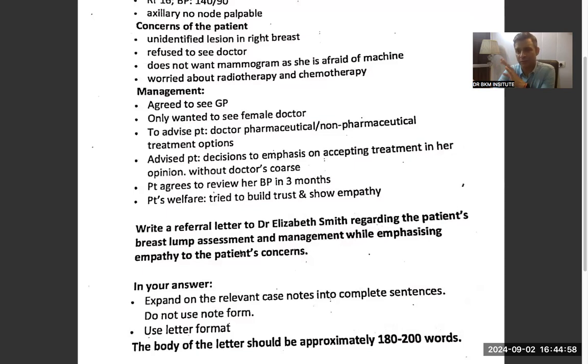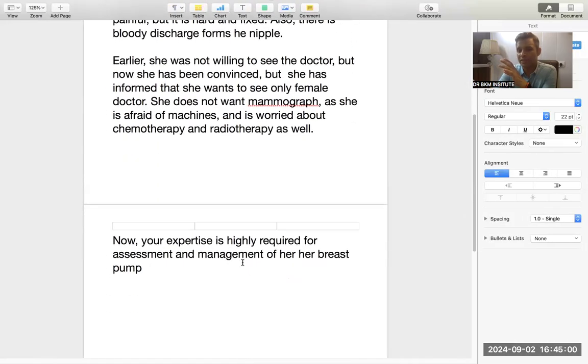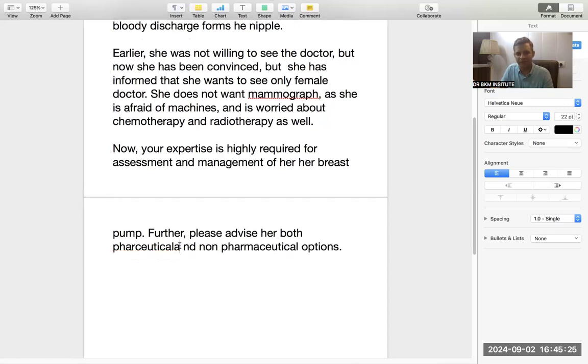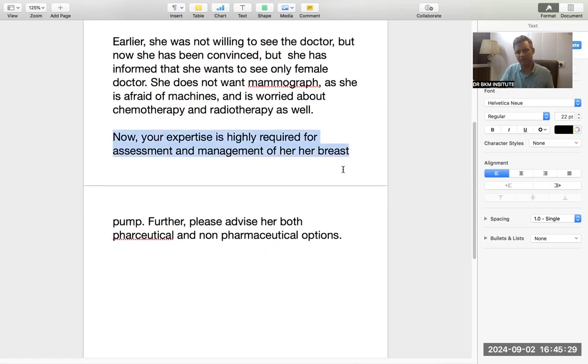Main thing is now assessment. So this is the main purpose. So I'm not missing out on the main purpose. If I have to write further, please advise her both pharmaceutical and non-pharmaceutical, if you want to write this thing. But if I would be you, I will not take chance. I will not talk about this point because my main point is this breast lump.